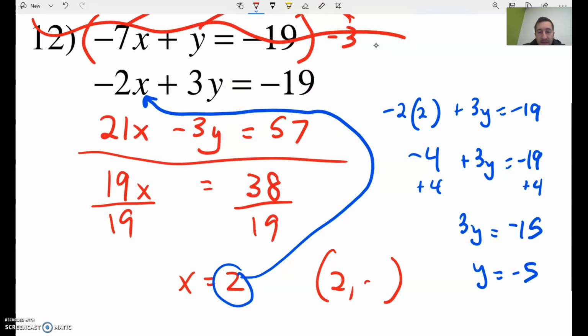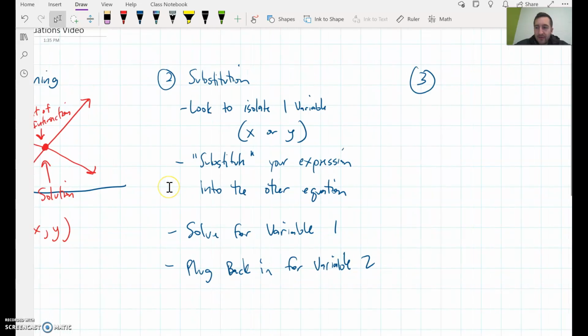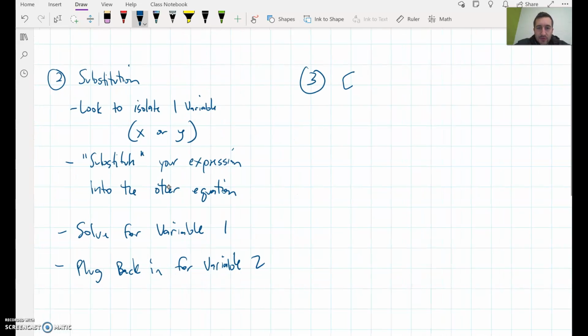So it does take a little algebra to get this. You have to be comfortable with solving equations and with graphing, and we'll also do some on the calculator tomorrow. So those are the three methods: graphing, substitution, and elimination.